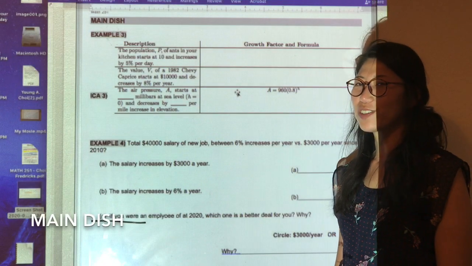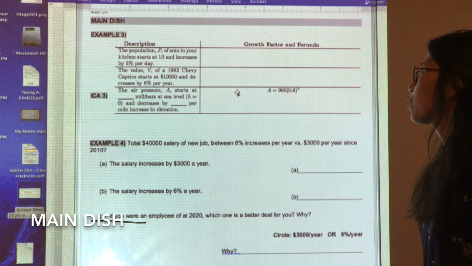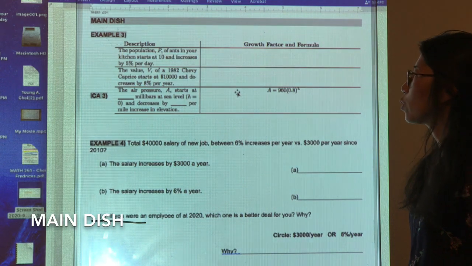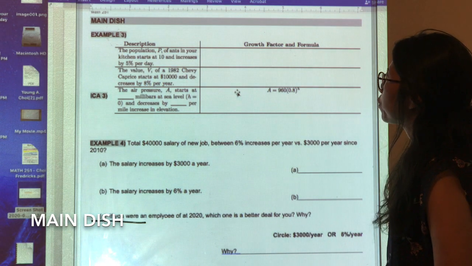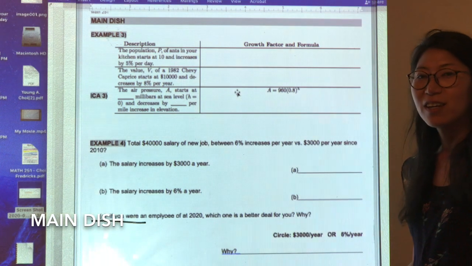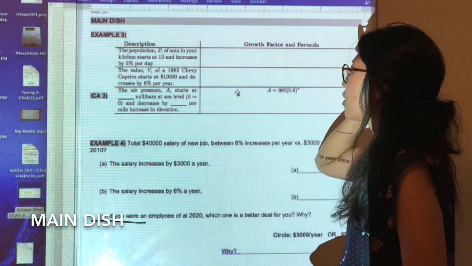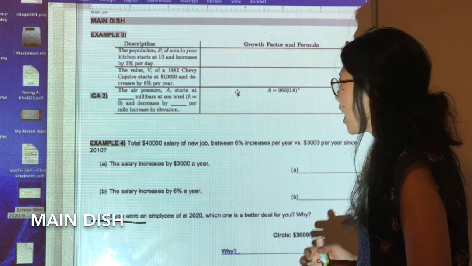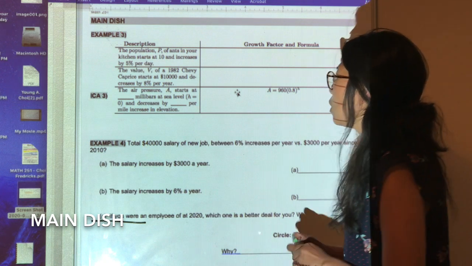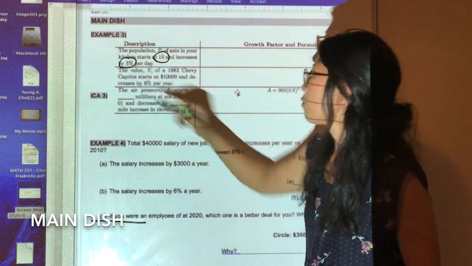Okay, class, let's start the main dish. By reviewing some of the pre-cal, I want to refresh some of the main ideas of the exponential function. Look at the example first, and see if you get the idea of which represents the growth factor and which represents the y-intercept as the initial value. The population P of the ants in your kitchen starts at 10 and increases by 5% per day. So I see that the starting number is 10, increased by 5%.